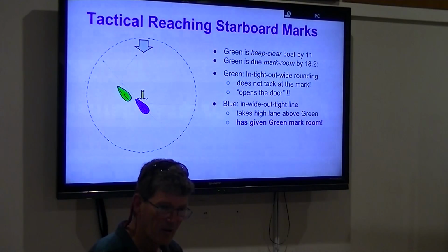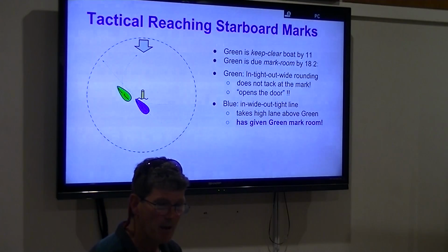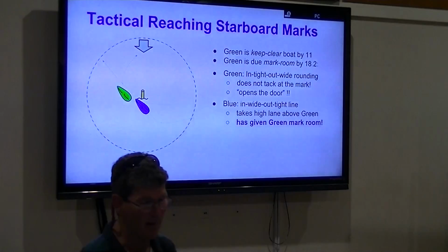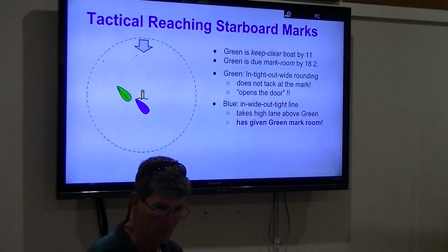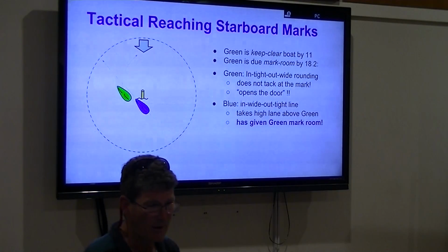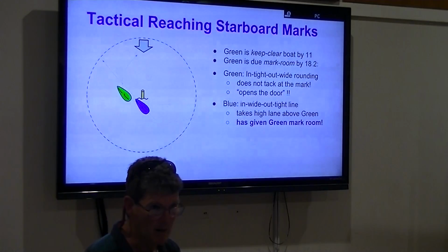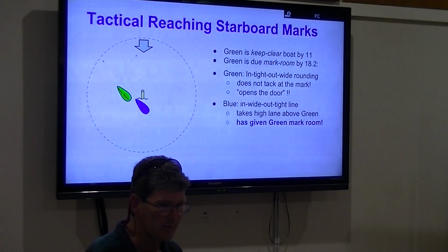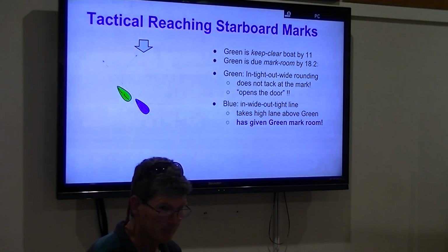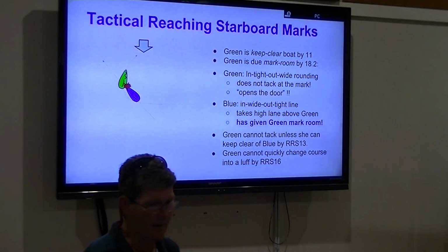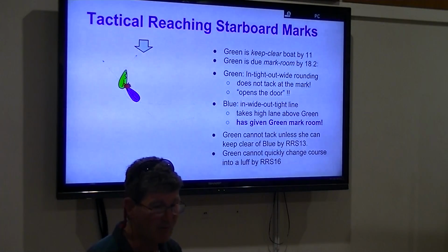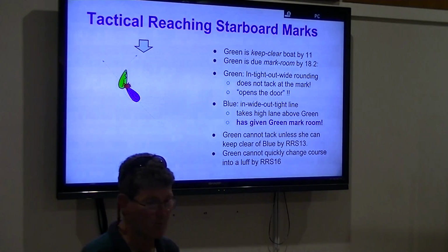So what happens here? Green was owed mark room, but at this point in time, green has been given her mark room. Green has sailed to the mark. Green has passed the mark on the correct side. Green has rounded the mark as required to sail her course. She's sailing upwind there, and there was no tack necessary. Mark room is turned off. There is no mark. Can green tack? No, green can't tack there. Bang! Green's obliged by racing rule 13 when she's tacking. Go keep clear. She can't even luff quickly because that would be a change of course.